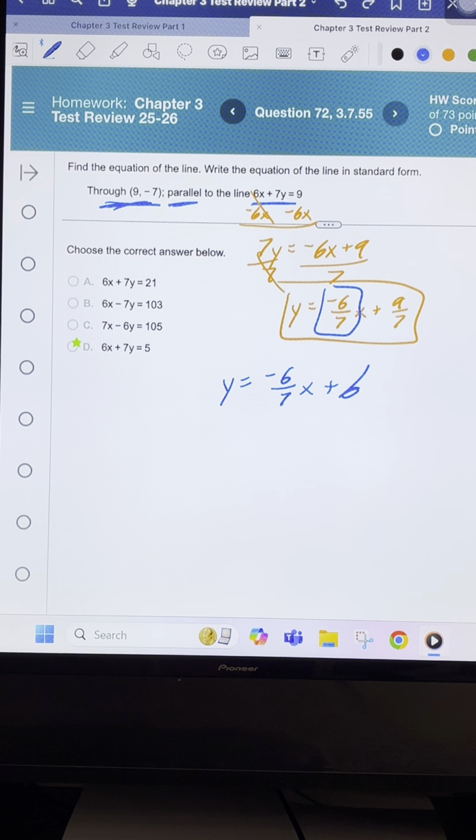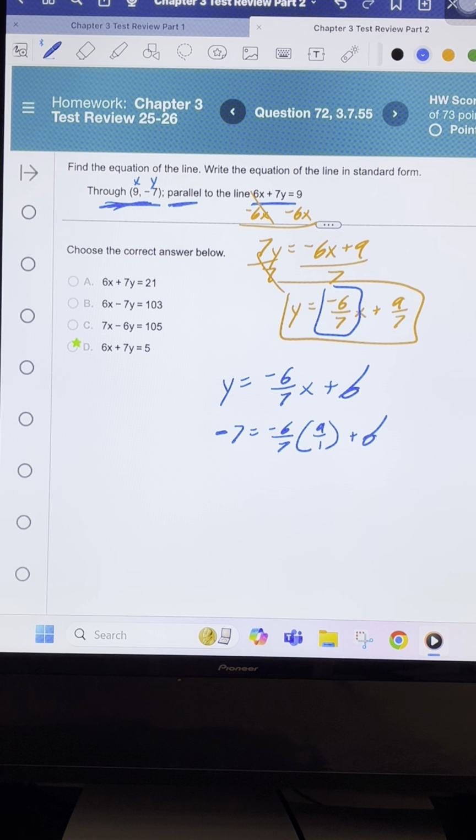-6/7, -6/7x. But it's going to have a different b because I don't know the b yet. I know the b for the first one, but not the second one. I need to find that, which is what we've been doing this whole time, right? So they gave me 2 points. They gave me this point and this point.